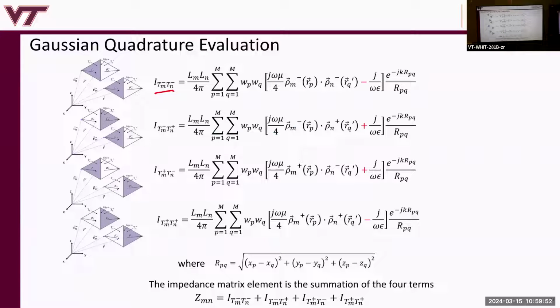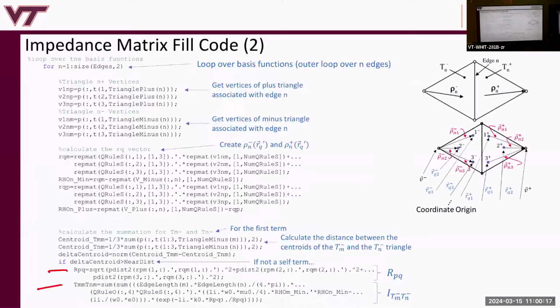So we need Lm Ln over 4 pi. Don't forget that. We need the weighting coefficients, and we multiply this double summation for these weighting coefficients to rho m minus dotted with rho n minus, and then we have minus j omega epsilon, j over omega epsilon, and e to the minus j k rpq over rpq. So remember that. And we'll go to here, and we'll see that that's exactly what we're doing. Double summation, sum, Lm Ln over 4 pi. That was the coefficient out front.